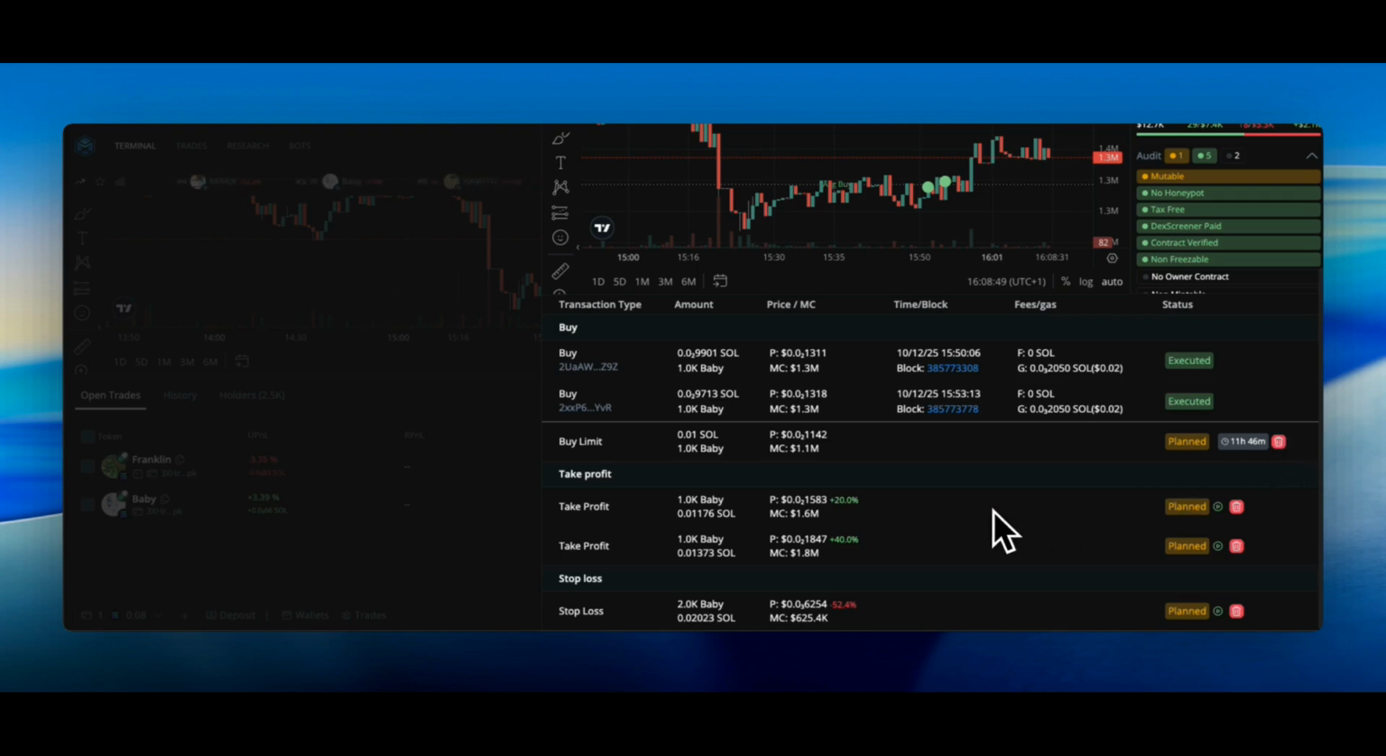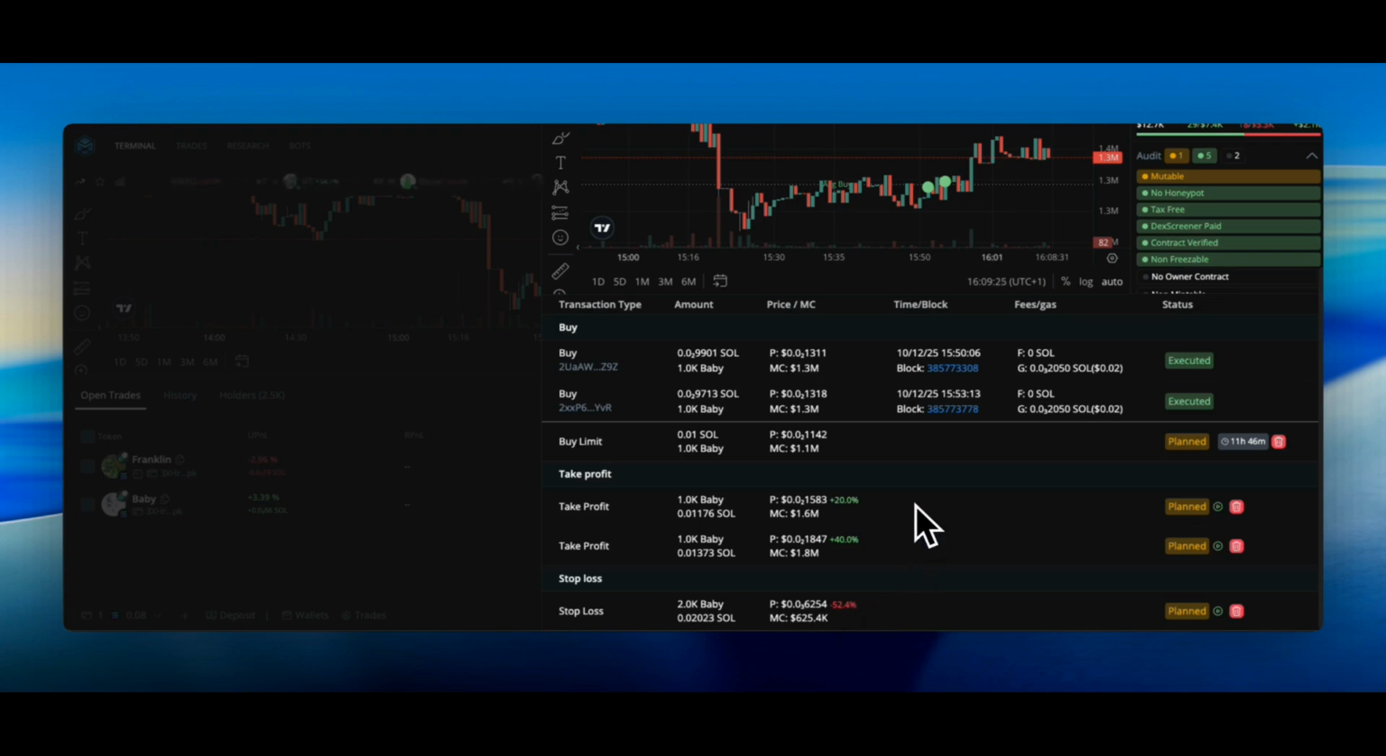Below, you can see other planned orders, which are the take profit and stop loss. These are embedded in the trade settings and can be changed at any time. Here, Mizar is waiting for the price to reach plus 20% from your entry to sell the first take profit. You can see how many tokens will be sold at that level, in this case, half of the position. Below that, there is another take profit at plus 40%, where the rest of the trade will be sold. Below that, you see the stop loss at minus 50%, meaning if the price drops 50% from your entry, Mizar will automatically close the trade for you.